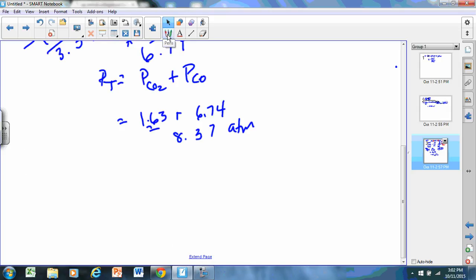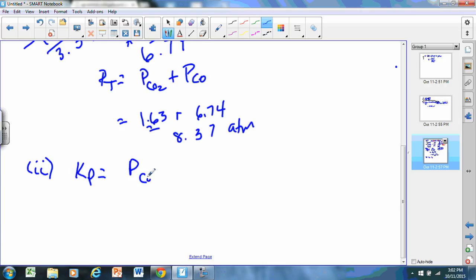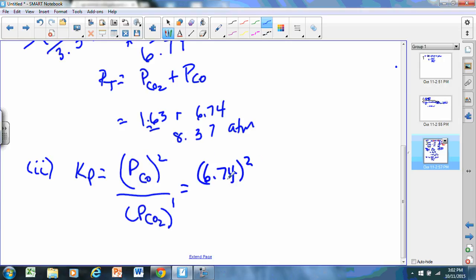So here's question 2, which is, what is the equilibrium expression then? Well, up in part A, we figured out that it was the pressure of CO squared over the pressure of CO2 to the first. And we now know that this pressure is 6.74. That needs to be squared, and this pressure is 1.63. And if you do that, you will get 27.9. And remember, KPs are unitless.